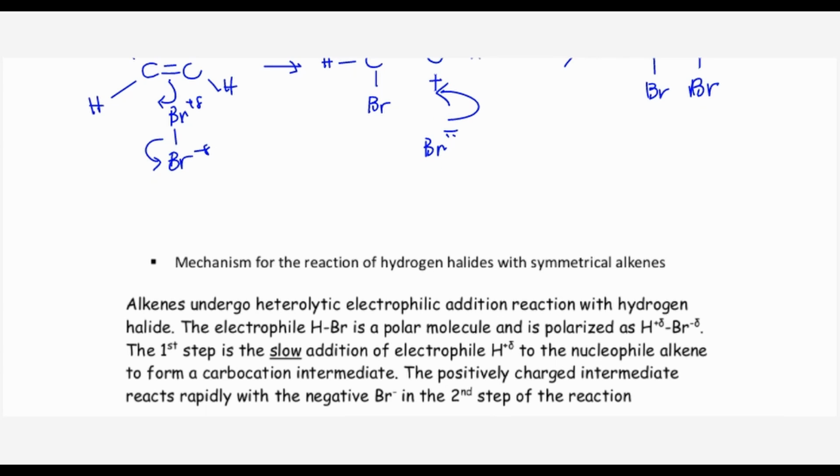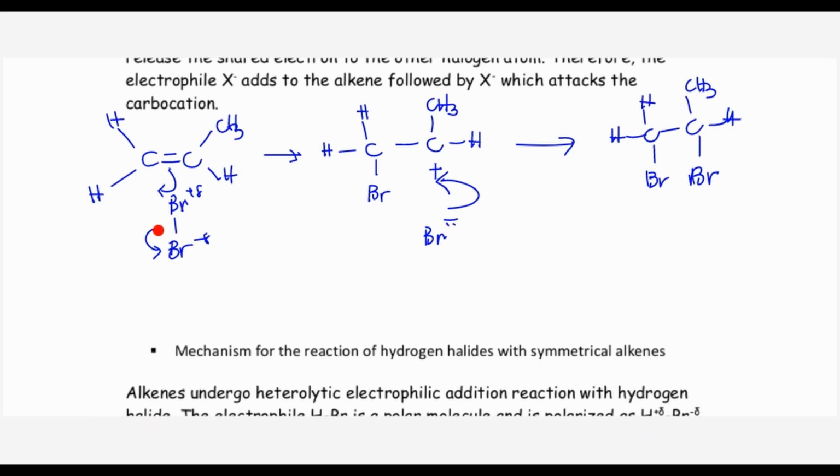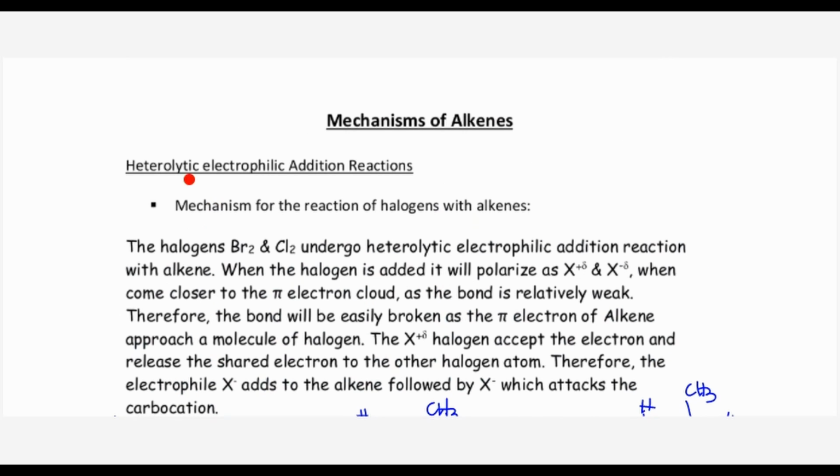So why do we call this a heterolytic electrophilic addition mechanism? The heterolytic fission takes place here, right? You can see the carbon-carbon bond fission is a heterolytic bond fission, and the bromine-bromine bond fission is also a heterolytic bond fission. So that's why we call this heterolytic, not homolytic. Earlier, free radical substitution was a homolytic bond fission, right? Here it's heterolytic. All the bonds are broken heterolytically. That's number one. And then it says electrophilic.